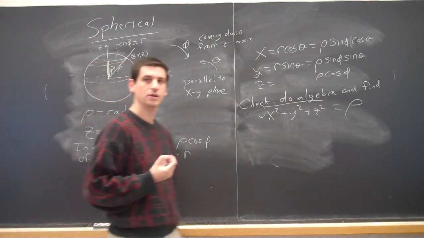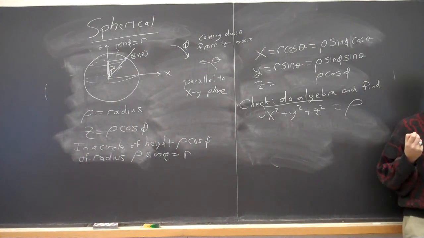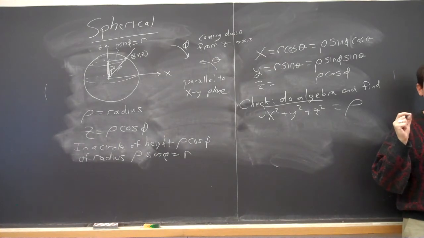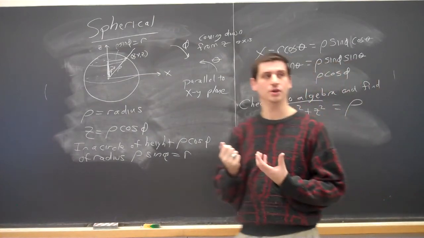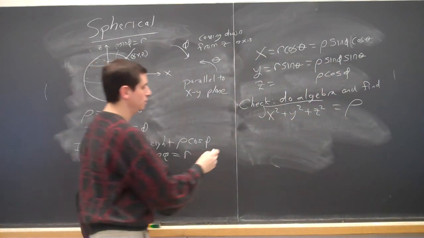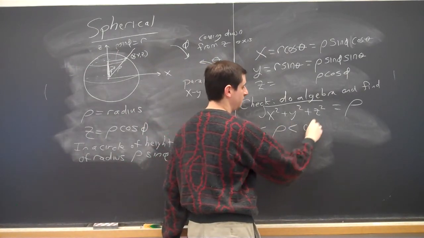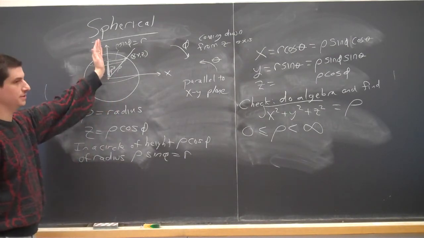All real numbers. So that would mean I could have a rho of -3. All positive. Almost. You're missing something. I could have a sphere of radius 0. I could be at the origin. So when you're trying to figure out where you could be, 0 is less than or equal to rho, less than infinity. Right? Now let's think about phi.